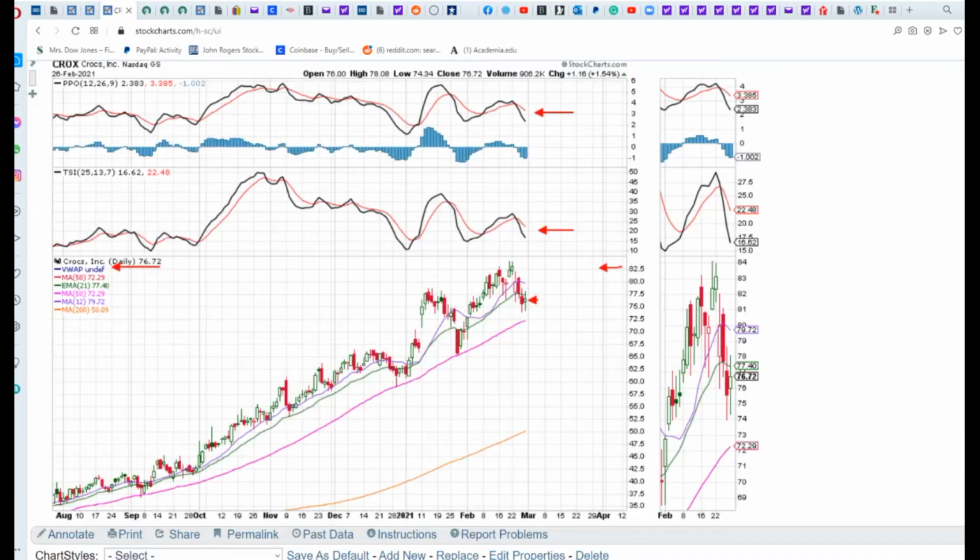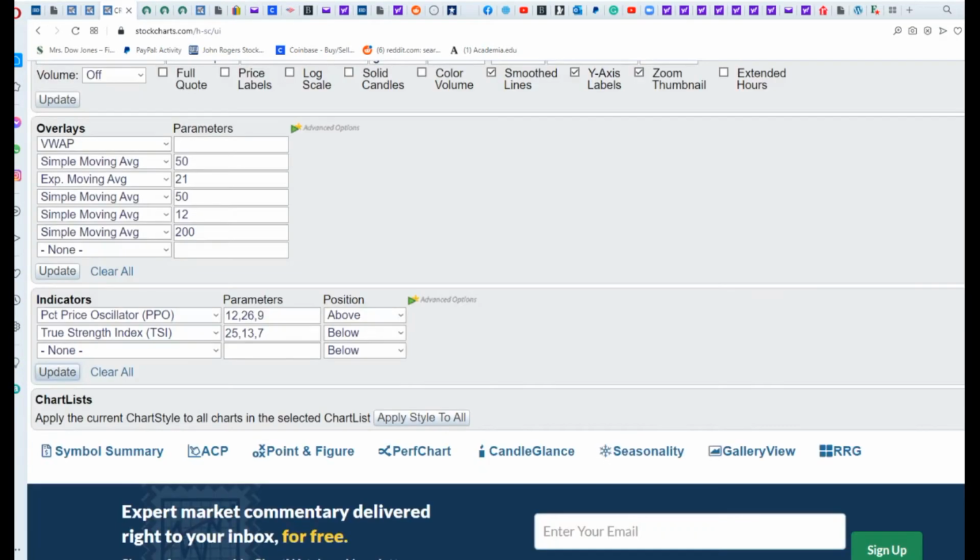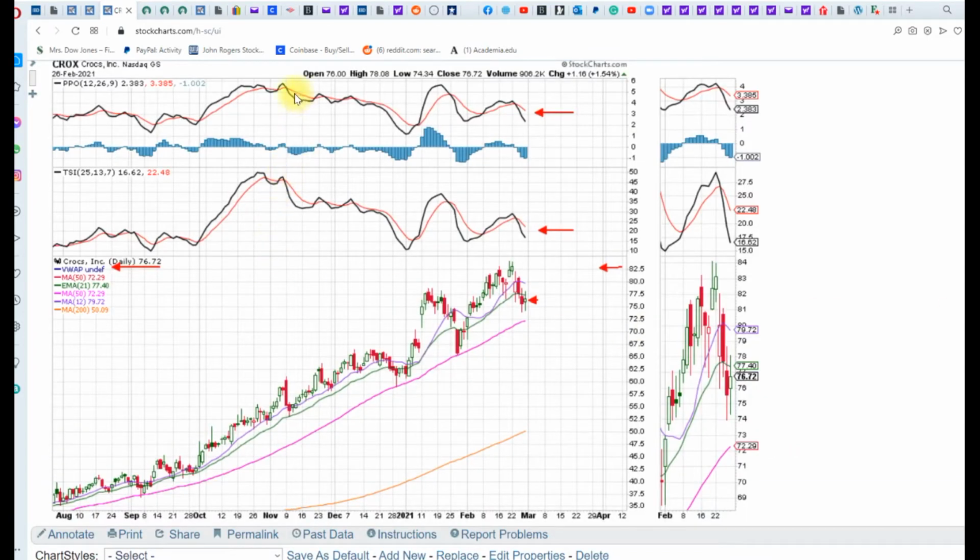The next thing we're going to look at is our TSI indicator. So the TSI, you're going to select it from here. True strength is coming right here. See, we already put the price percentage oscillator. Now we're going to put the TSI oscillator. This fills automatically for you, and you want it above, right? So you will click in here and do the same thing. Put it above the chart, and this is where it shows up.